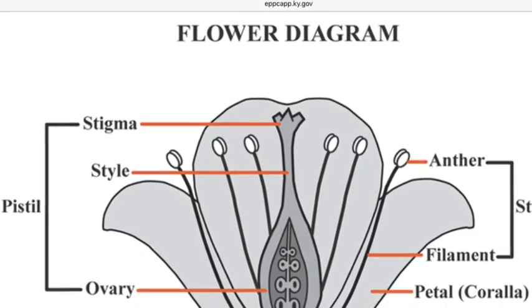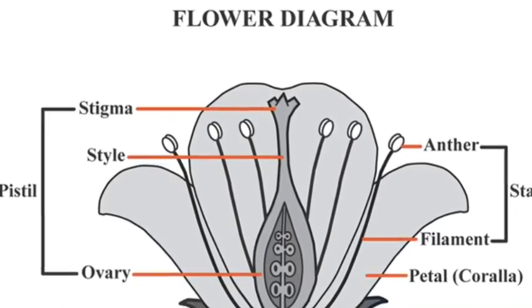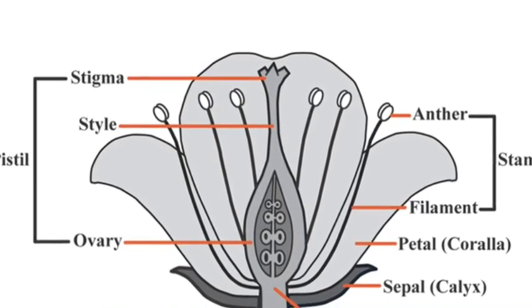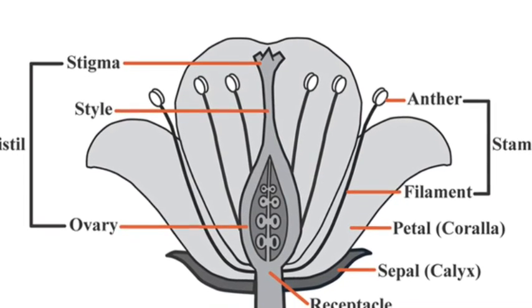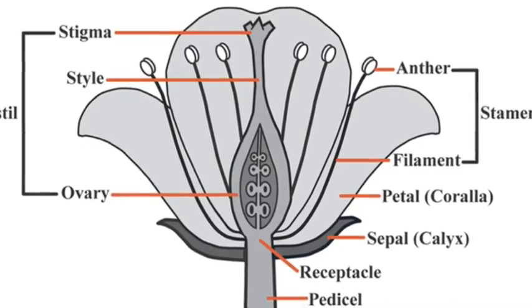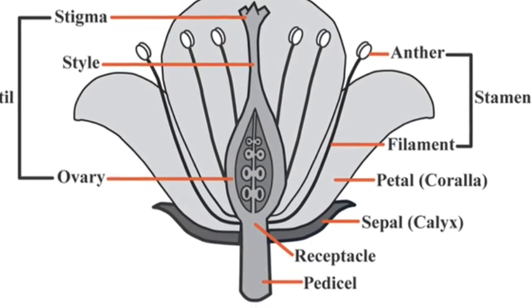In a flower, there is an anther and a filament, which is the stamen. The stamen is the male part of the flower. Over on the other side is the pistil, which is the female part of the flower, and it contains the stigma, style, and ovary. Below that is the sepals, receptacle, petals, and pedicel.